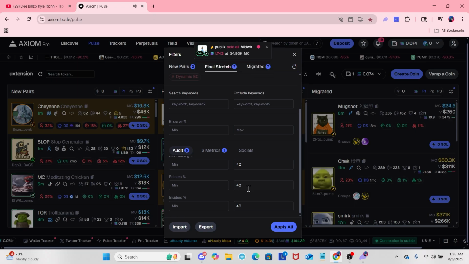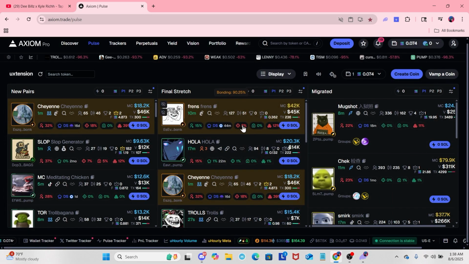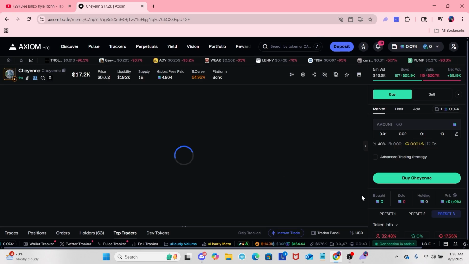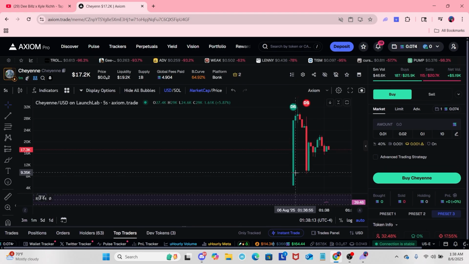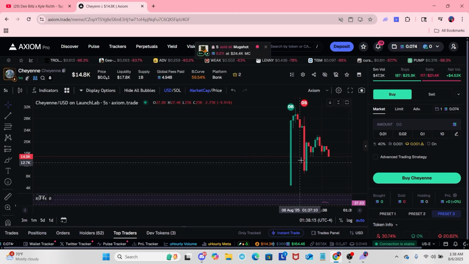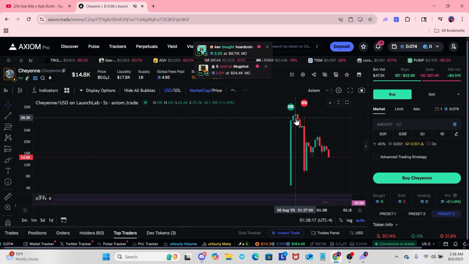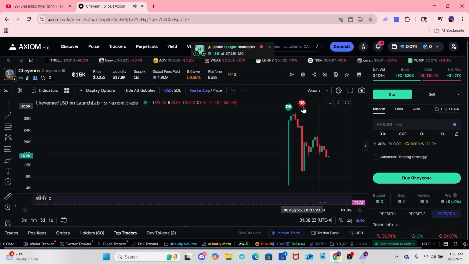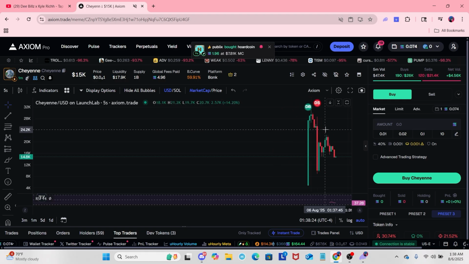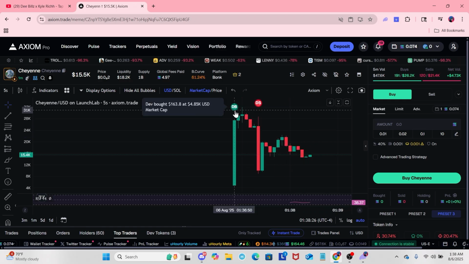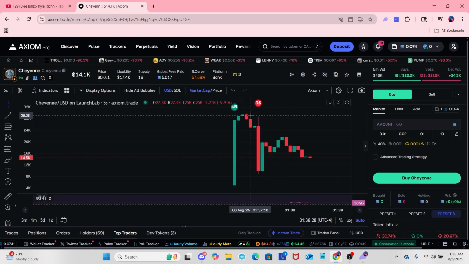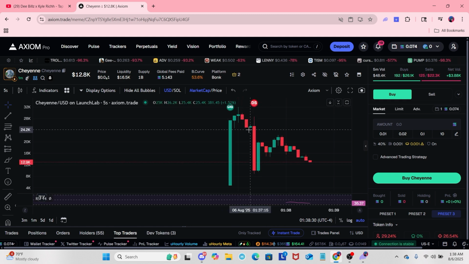Let's try to find something that has snipers. This has 18% snipers. Which is not crazy, but those 18% snipers all put in basically right around here, right over here. And then if you bought in, they made profit. Now this is a good way to show the dev selling too, or why we're here. The dev bought all this, and because the dev was holding, like let's say these people right here who put in this little bit of money right here, right?